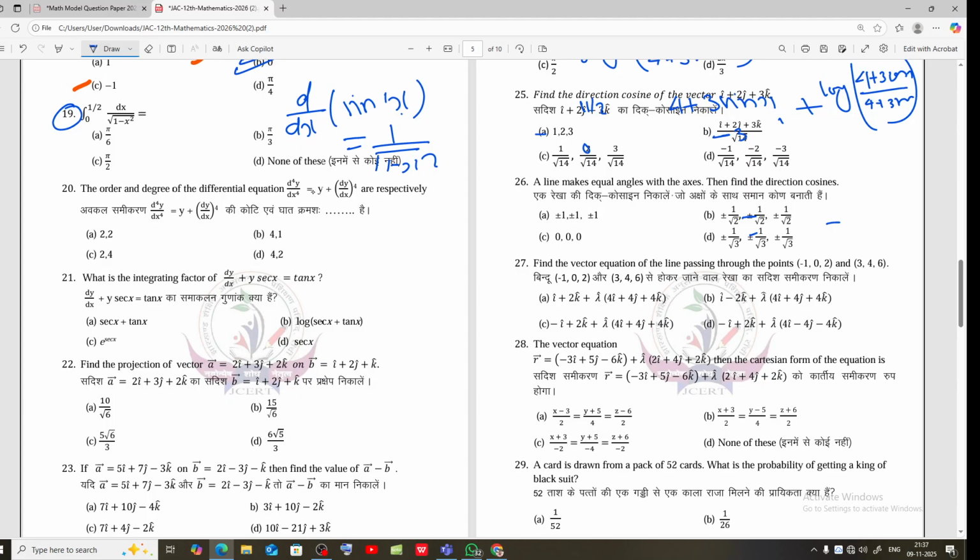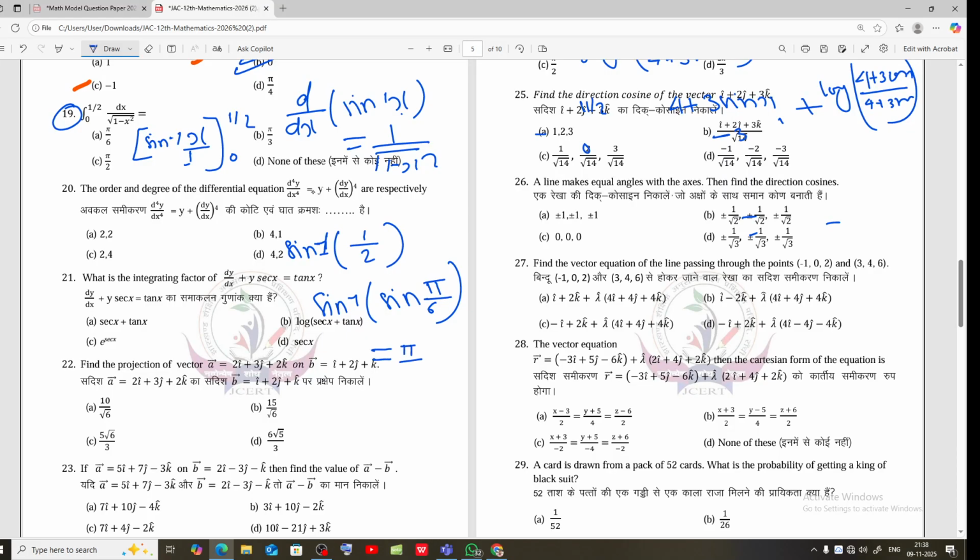This equals sin inverse x, with upper limit 1 by 2 and lower limit 0. That means we need the sin inverse value of 1 by 2. Sin inverse of 1 by 2 is pi by 6, that is 30 degrees, since sin 30 is 1 by 2. This will be pi by 6 is your answer. Pi by 6 is the correct answer.